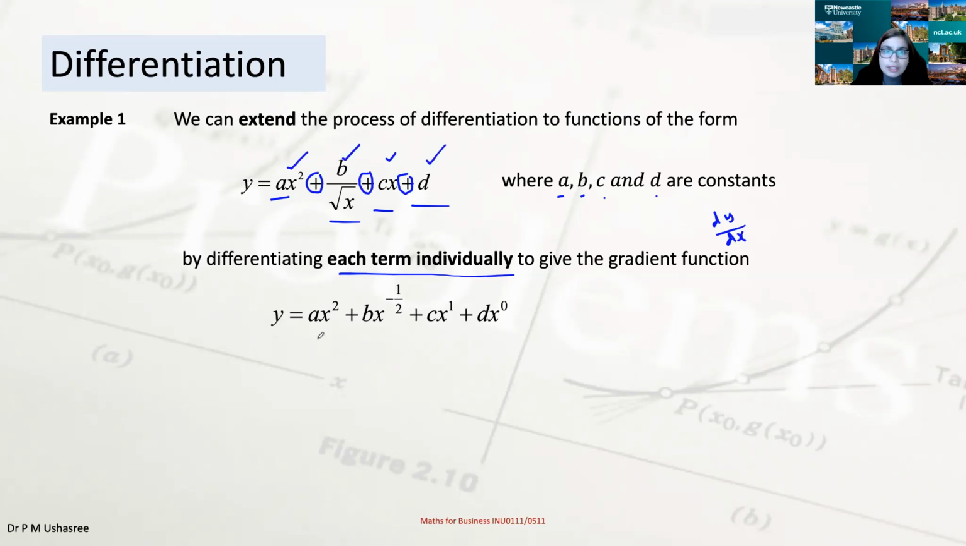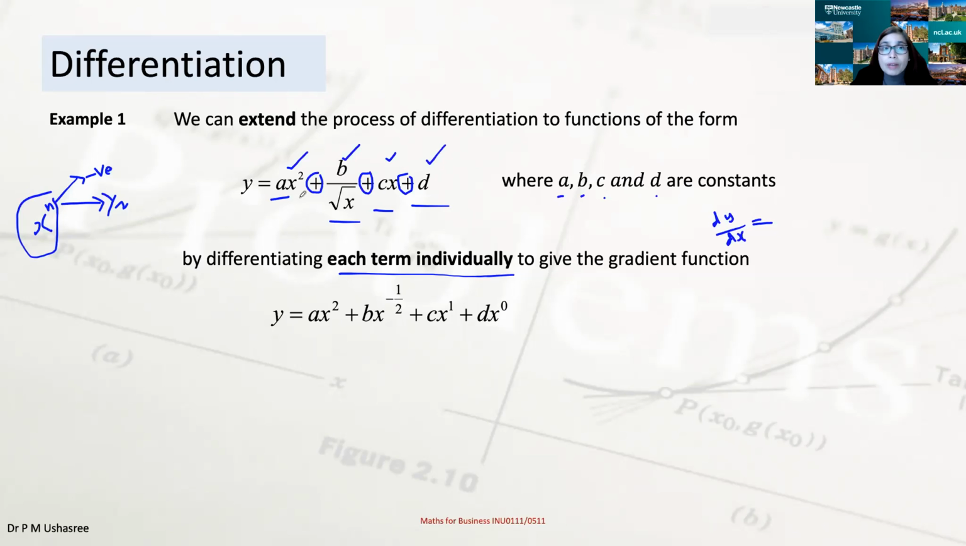So write the gradient function dy by dx and then find the solution. Okay, one important thing before you start doing that: try to bring all the powers into the form x to the power of n. n can be negative, n can be a fraction, whatever it is, try to bring it in this form before you proceed.